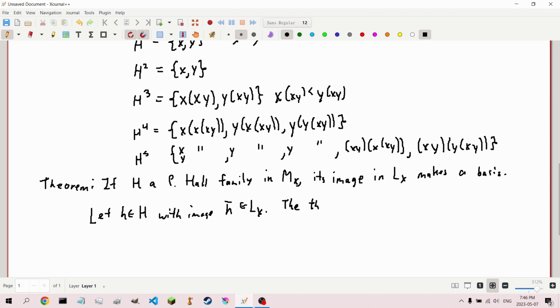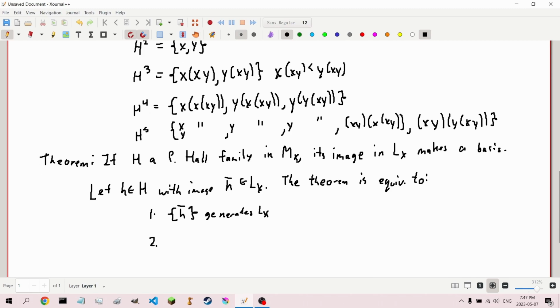Theorem is equivalent to having both that, first off, the image of H in L_X generates L_X, and the elements h bar are linearly independent.